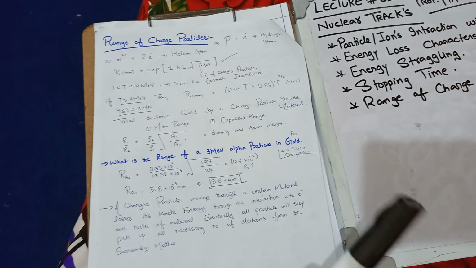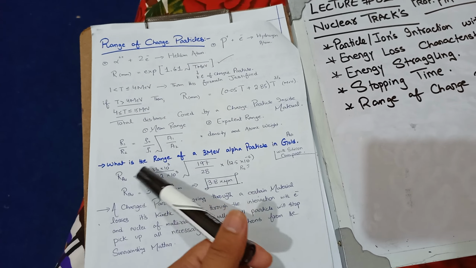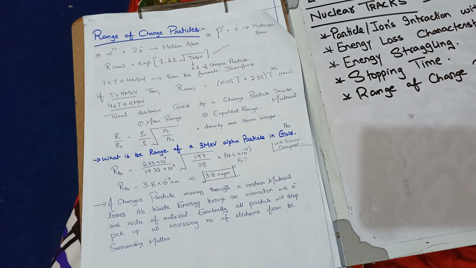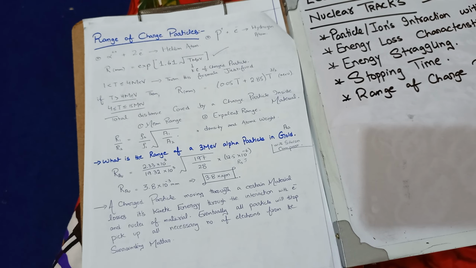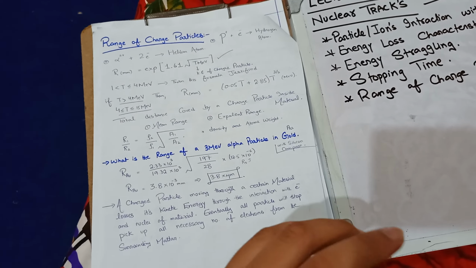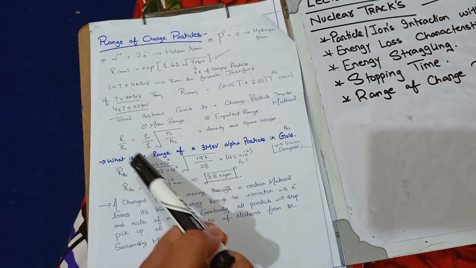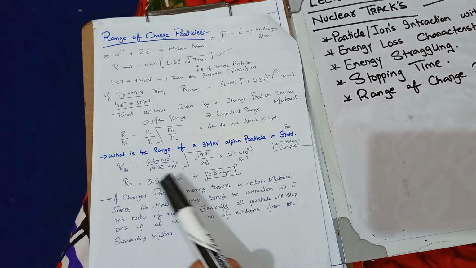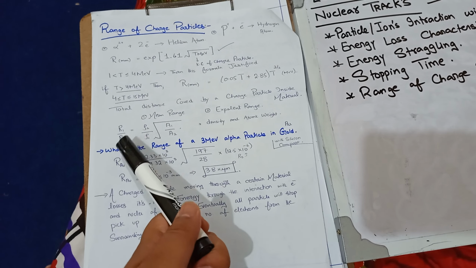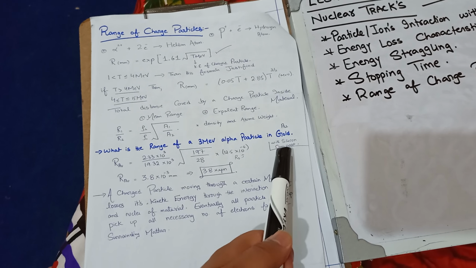Let's suppose we have to find a range. What is the range of a 3 mega electron volt alpha particle in gold? Mostly we use silicon for comparison. In all problems we use silicon as the comparison. So that's why we have to find r1, and r2 goes on this side. This is basically r2, and what is this r2? This must be given. R2 is basically the range of some other particle, I should say silicon.